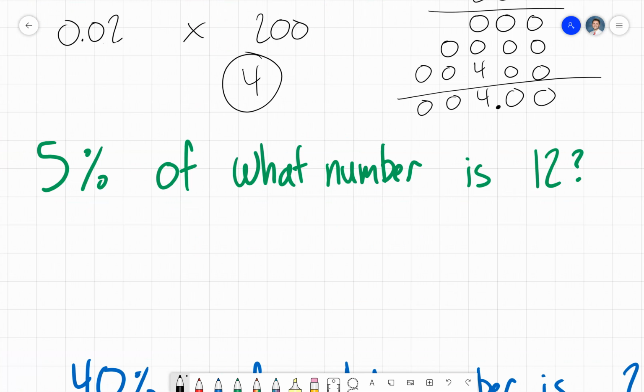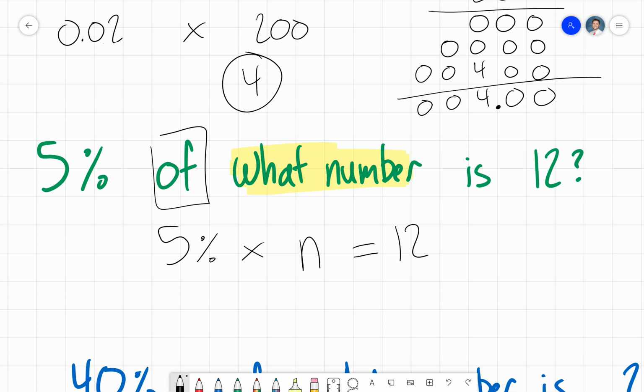All right. Now we're going to look at finding the whole, right? So rather than 5% of a number equals what, we are looking at 5% of some unknown number equals 12, right? Now this is where we can use our new knowledge of variables here, and we can replace "what number" with a variable. So let's just use n, right? So we're saying 5%, again, "of" means multiply. So 5% times n equals 12. Again, we can change 5% to a decimal. That would give us 0.05.